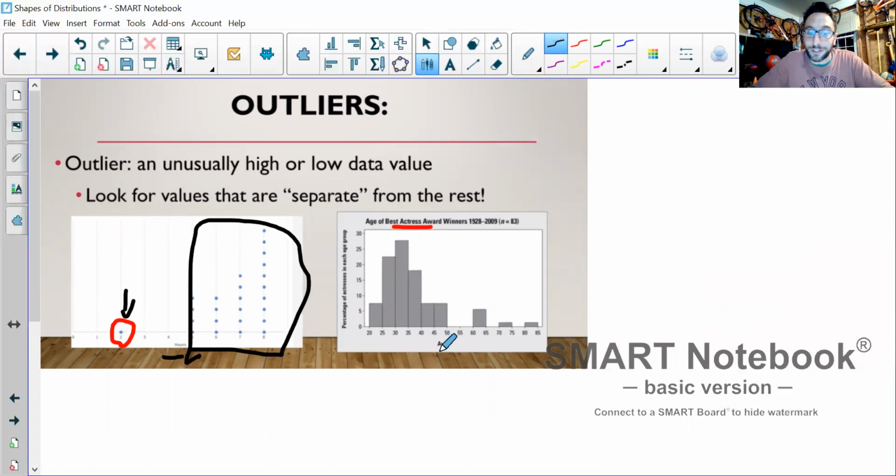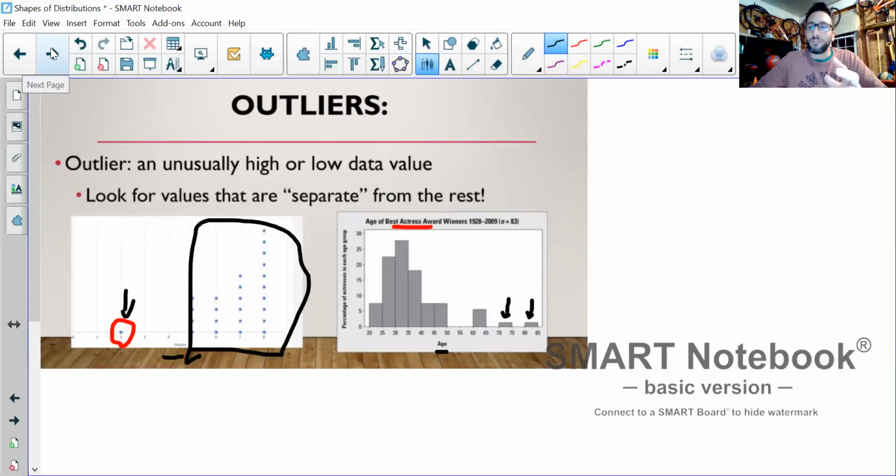Or maybe I'm just curious, right? I see the ages of the best actress Oscar winners, I think. And I'm like, oh, all right, so it's pretty unusual for an older actress to win. I wonder what was going on there. I wonder what movies those were. So we always want to look deeper into the outliers. And so when you're describing the shape, you might say it's unimodal and symmetric or something, but it looks like there might be one outlier or something like that.